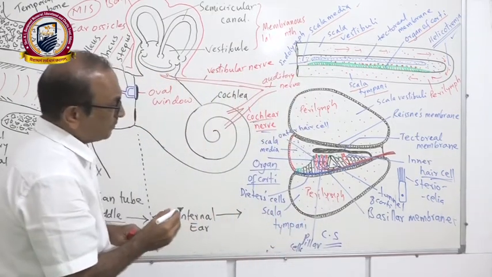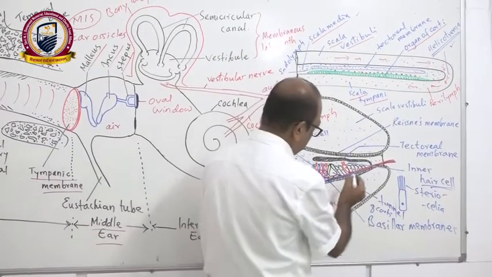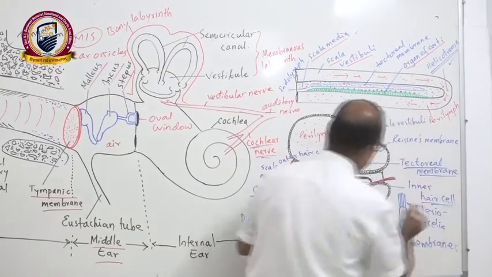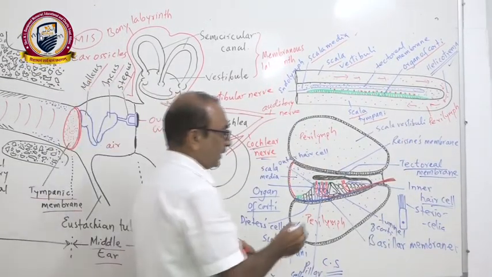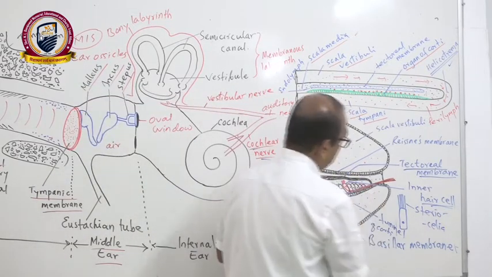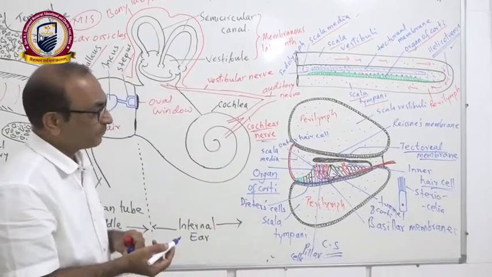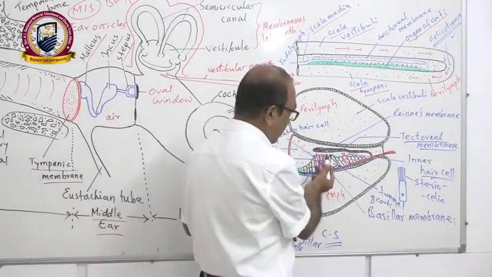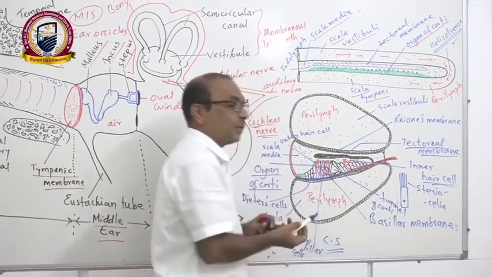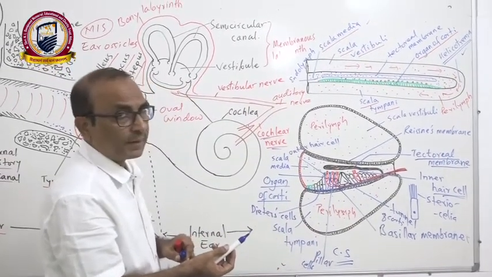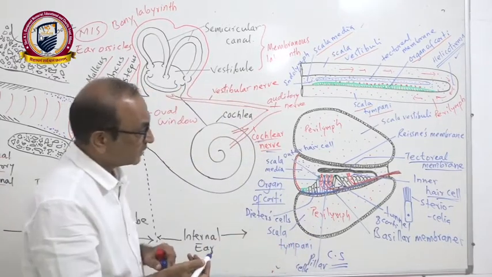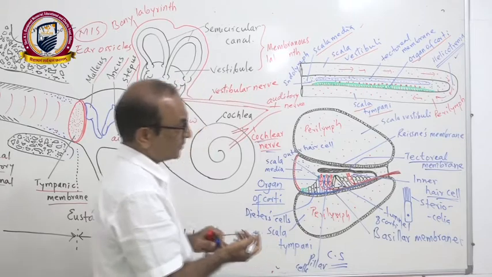Now let's take up another structure which you see here. The tectorial membrane, which is just above the organ of Corti. This tectorial membrane plays an important role here because when the cilia of the hair cells press onto the tectorial membrane, then the electrochemical signals are generated in these sensory cells.